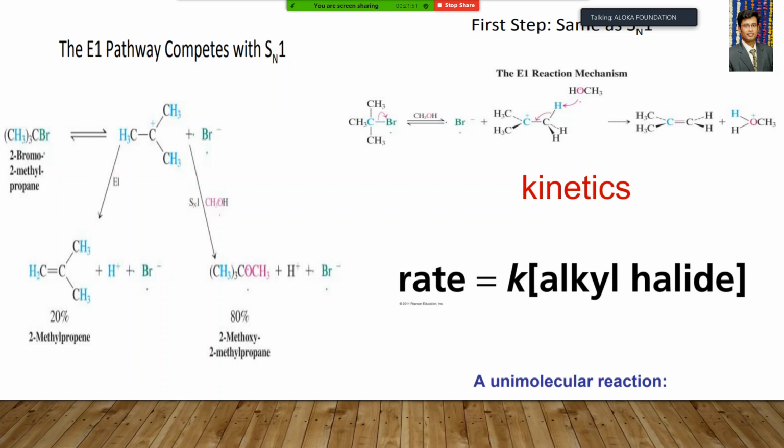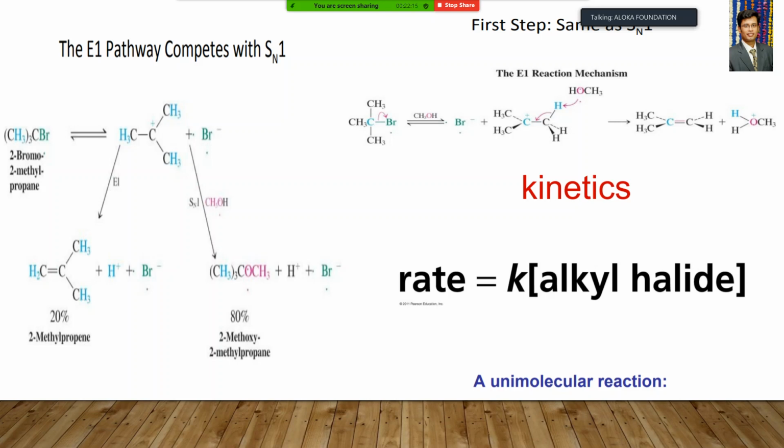Now let's go for the pathways. What is the difference between E1 and E2? What is the first step? Most of this reaction takes place with tertiary alkyl halides. The tertiary alkyl halide undergoes heterolytic cleavage to give a carbocation. And what is the geometry of this carbocation? It is trigonal planar.